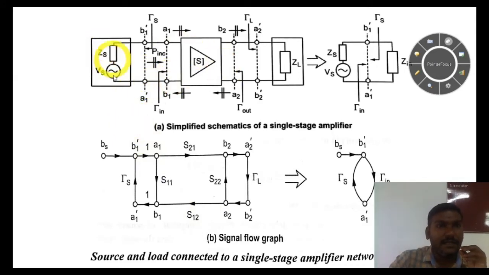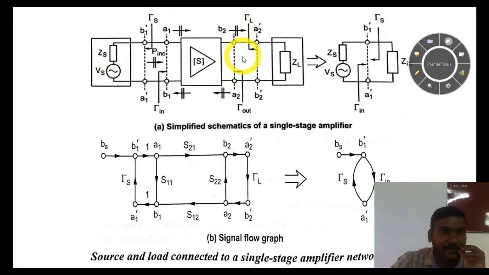Here the source is replaced in terms of Vs and Zs, a source having self impedance Vs and Zs. The load is ZL. Here we have the amplifier section, characterized by the S matrix. Gamma S is the source reflection coefficient, gamma in is the input reflection coefficient, gamma L is the load reflection coefficient, and gamma out is the output reflection coefficient.